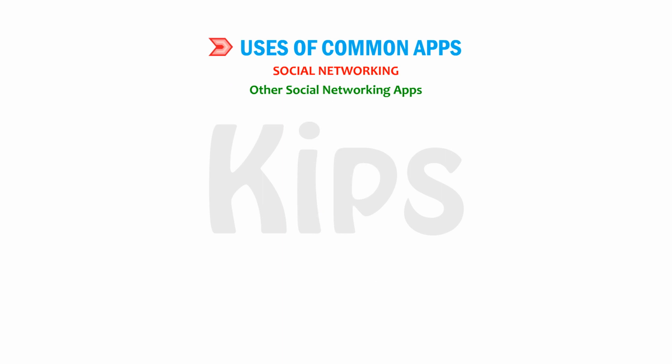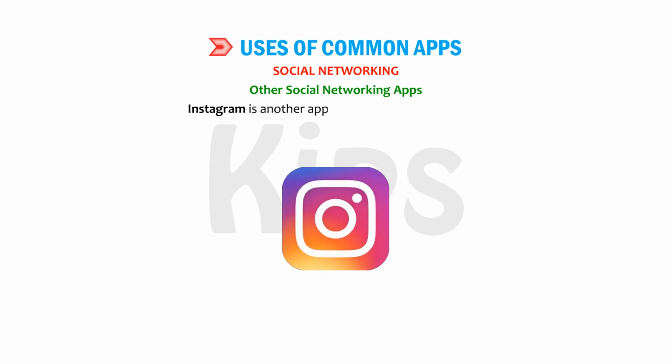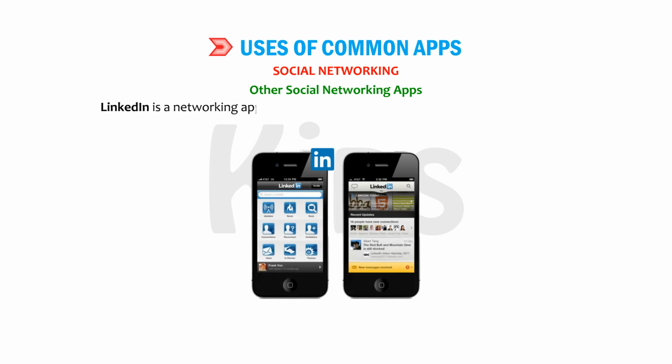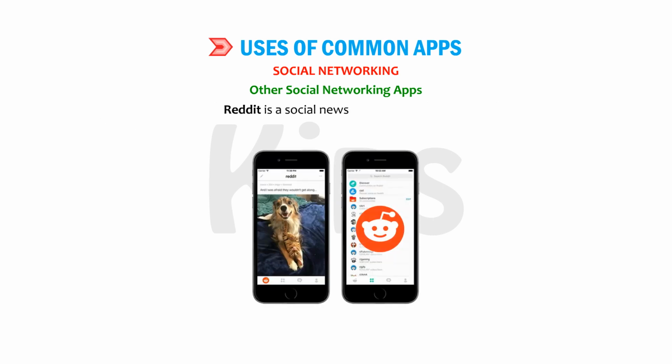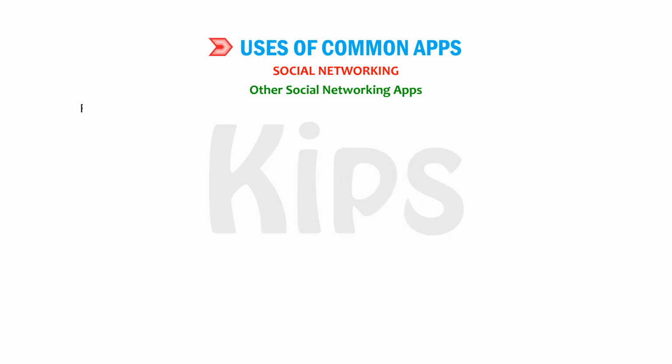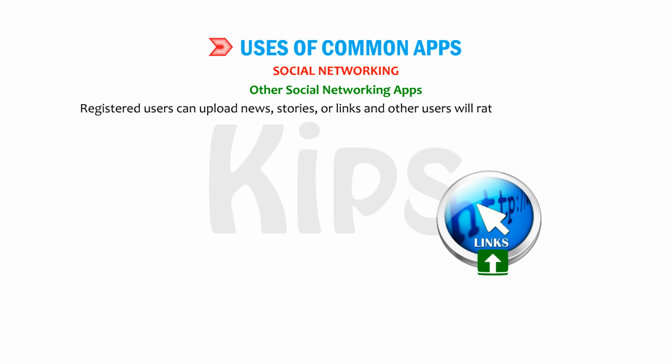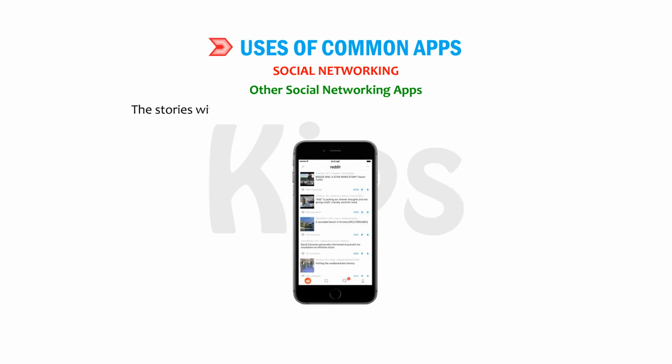Other social networking apps. Instagram is another app used for social networking. This app specializes in sharing of photographs by the users. LinkedIn is a networking app specializing in the sharing of business and professional information. Reddit is a social news aggregation app. Registered users can upload news, stories, or links, and other users will rate these stories by voting them up or down. The stories with the most upvotes are moved to the top of the category.